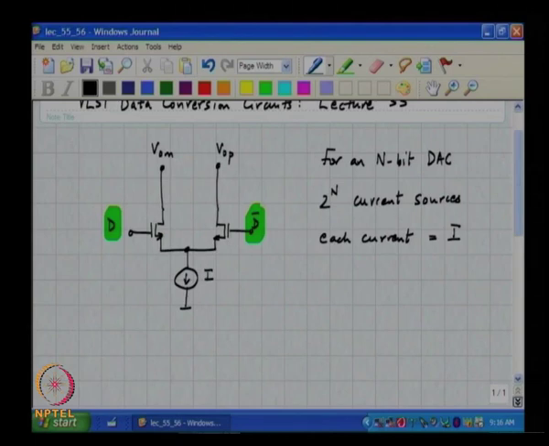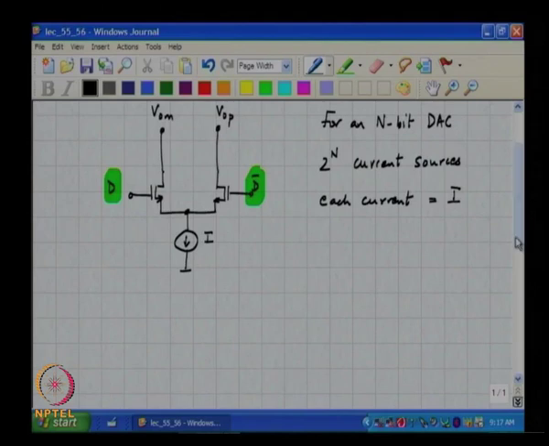They can all be addressed in a thermometer fashion, or they can be addressed in a binary weighted fashion or some via media, where you can use the knowledge of the requirements on the DNL and INL to choose the appropriate degree of segmentation. But the bottom line is that the total amount of current that you need to steer one way or the other remains equal to 2 to the n times I, right.